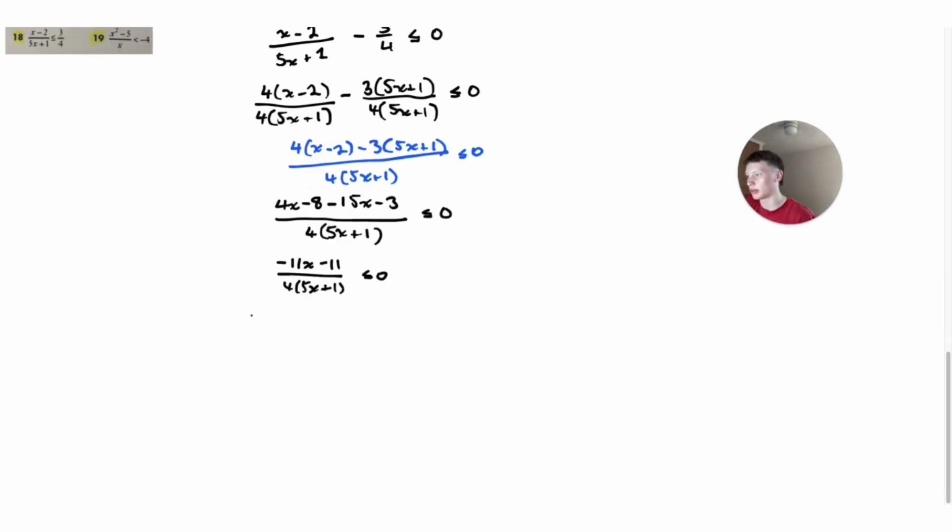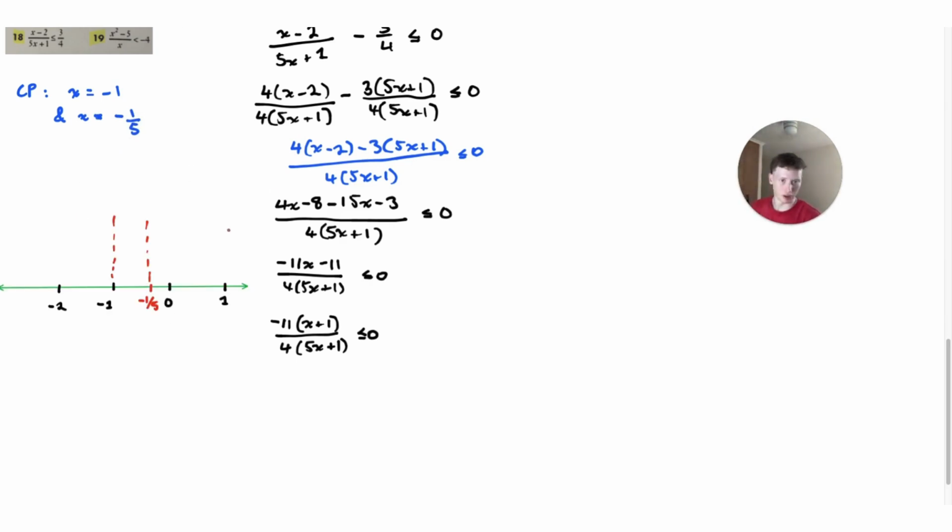And then here we can take out a factor of 11, or negative 11 even, to just get x plus 1 over 4 times (5x plus 1), less than or equal to 0. Alrighty, so from this then, our critical points are going to be at x equals negative 1 and at x equals negative 1 on 5. So that's how we're going to construct our number line.